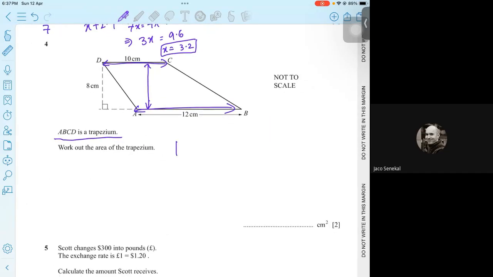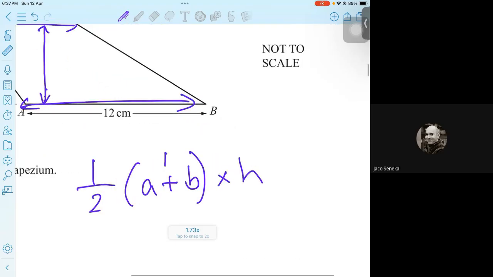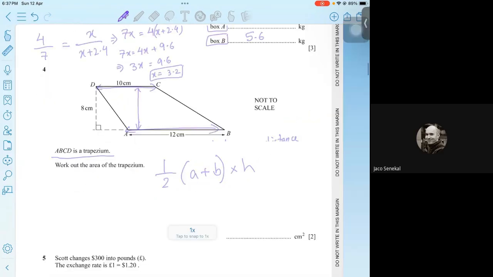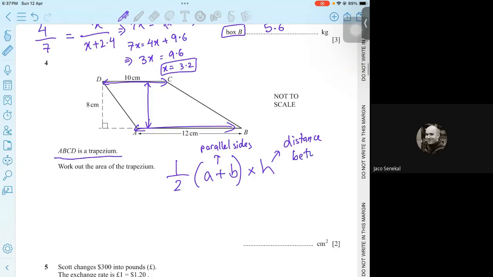So the formula is half (a plus b) into h. A plus b basically refers to the two parallel sides that we have. So these are the parallel sides, and the height is the distance between A and B. Let's call this A, it's 10, B is 12, and the height between them is 8, as seen here, right?